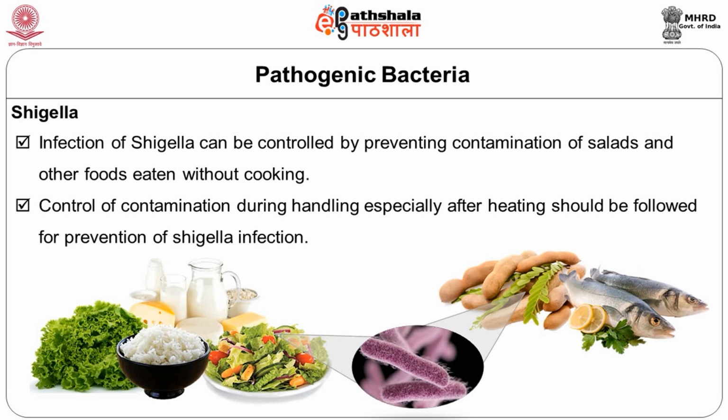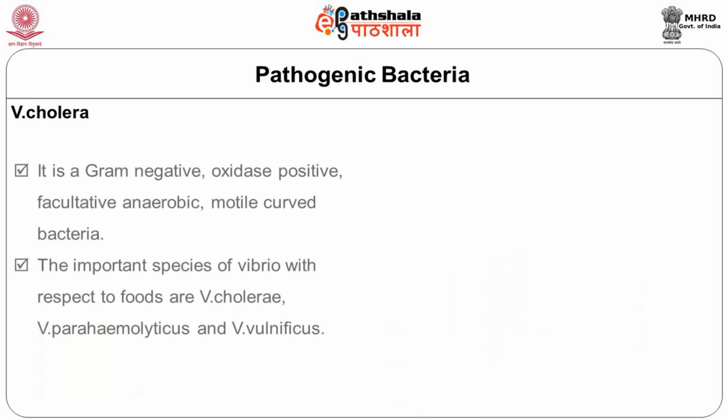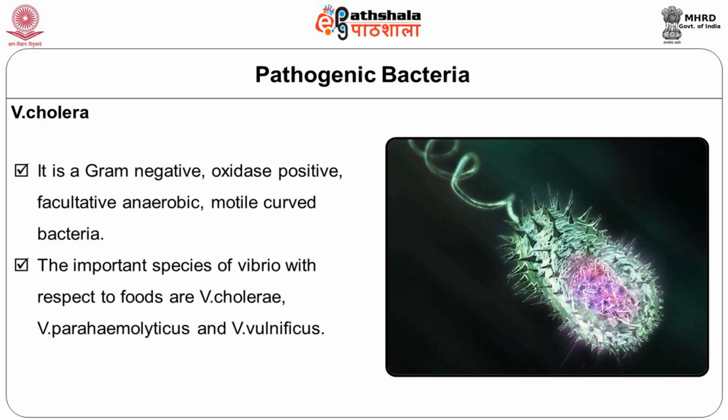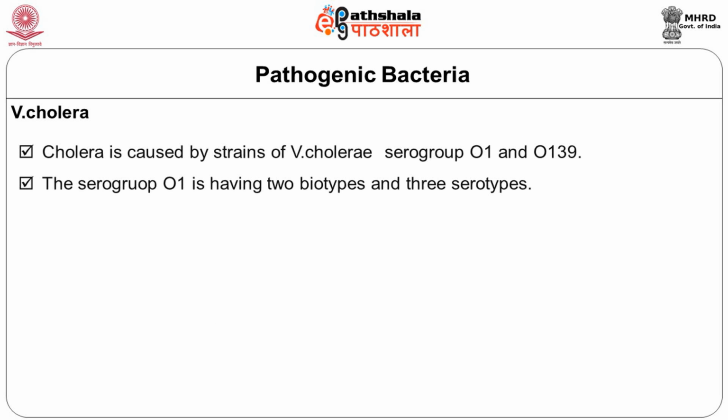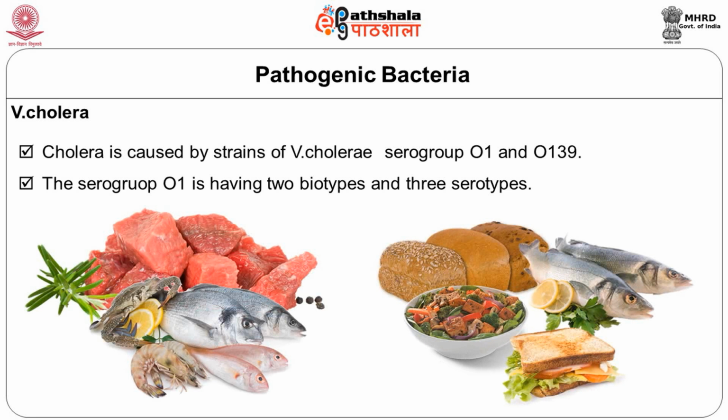Vibrio is a gram-negative, oxidase positive, facultative anaerobic, motile, curved bacteria. It's both a food and water-borne pathogen. The most important species of Vibrio are Vibrio cholerae, Vibrio parahaemolyticus, Vibrio vulnificus. The foods which are associated with these organisms are meat, seafoods, and foodborne diseases caused by Vibrio species are associated with fish, bread, vegetable curry and sandwiches.